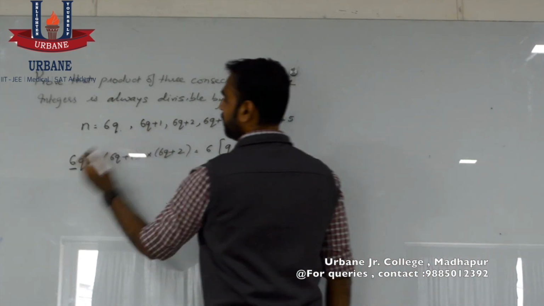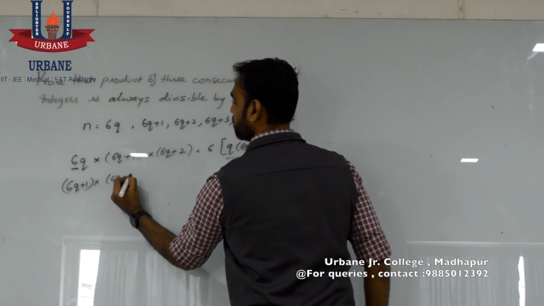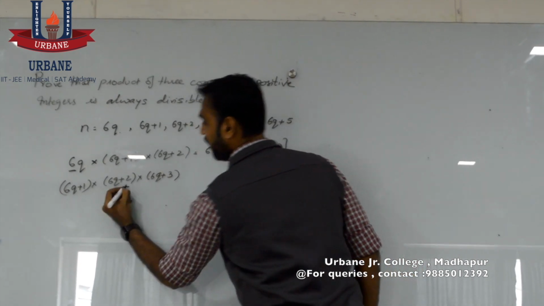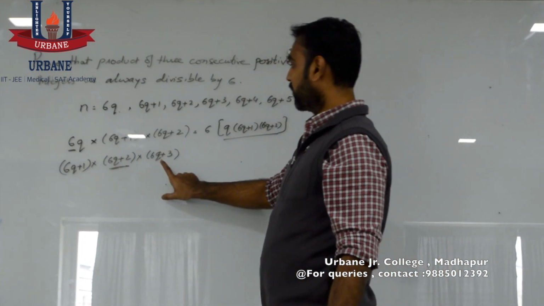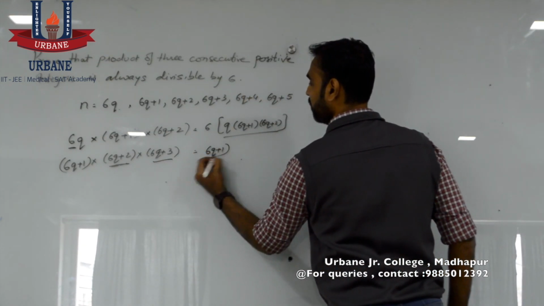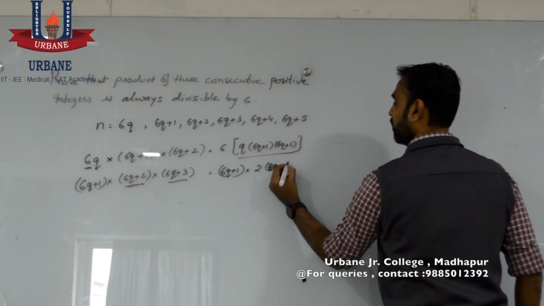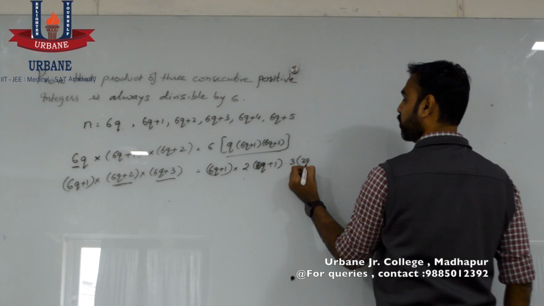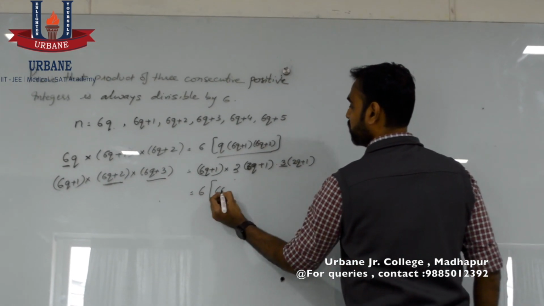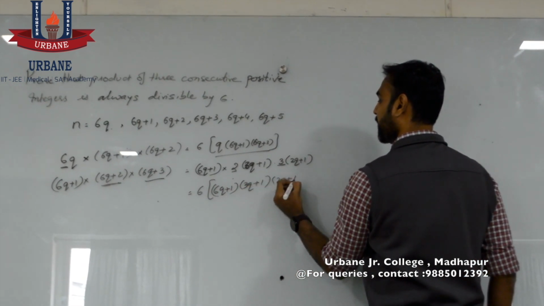Now let's consider the numbers starting from 6q plus 1 multiplied to 6q plus 2 into 6q plus 3. If you look at the second number, we can take out 2 common, and we can take 3 common from the third value. So we get 6q plus 1 into 2 into 3q plus 1 into 3 into 2q plus 1. So 2 into 3, 6 written outside, can be written as 6 into 6q plus 1 into 3q plus 1 into 2q plus 1.